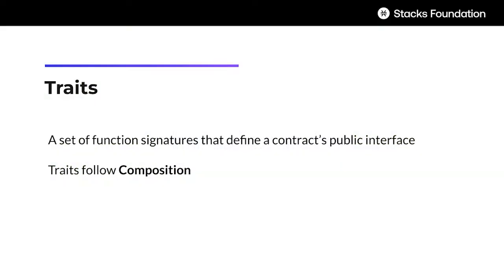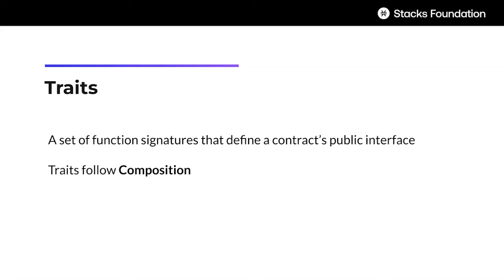What are traits? To give you a very simple explanation, a trait looks like an interface with public functions where we do not define what the implementation is, we just declare them. So any Clarity contract can implement these traits.